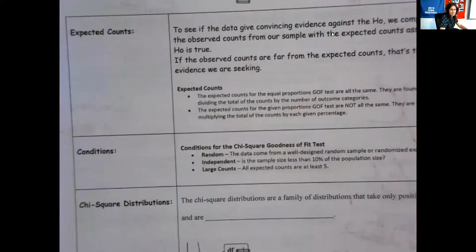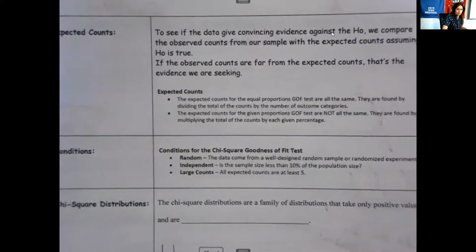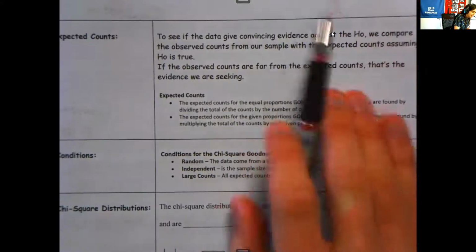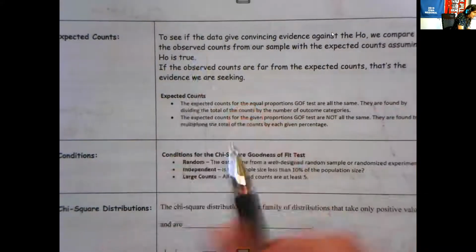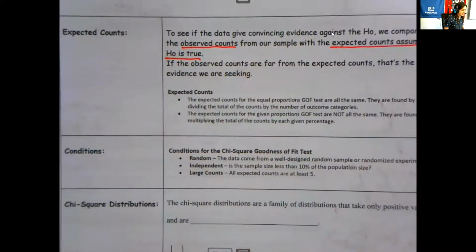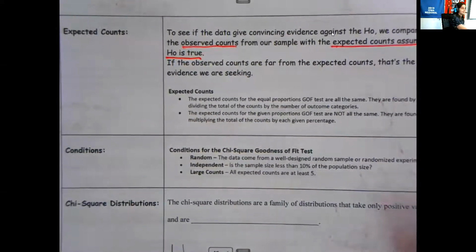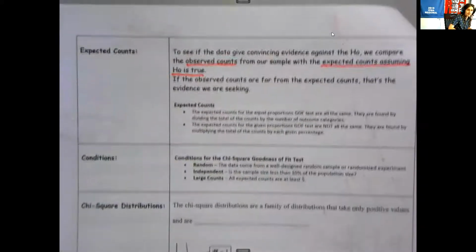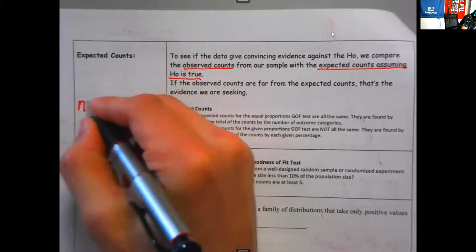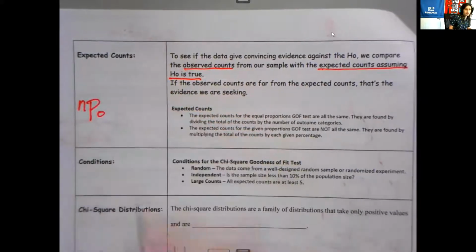We have on our next page the expected counts. How do we find these expected counts? Well, let's see. To see if the data give convincing evidence against the H0, we compare the observed counts from our sample with the expected counts, assuming the H0 is true. If the observed counts are far from the expected counts, that's the evidence we're seeking. How do we find the expected counts? We multiply the sample size times the hypothesized proportion.